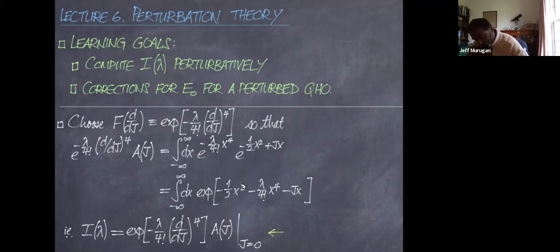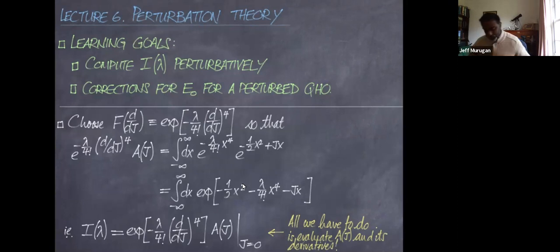So all we have to do is evaluate A of J and its derivatives. And that'll give us an estimate then of the integral I of J to each order in lambda.